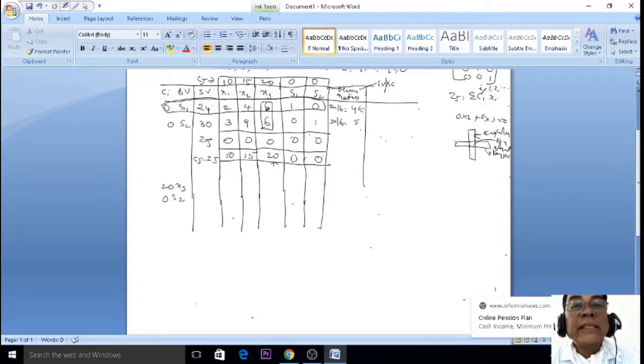24 divided by 6, 4. 2 divided by 6, 1 by 3. 4 divided by 6, 2 by 3. 6 divided by 6, 1. 1 divided by 6, 1 by 6, 0. So take this 6 and divide all the elements: 24 divided by 6, 2 divided by 6, 4 divided by 6, like this. 1 divided by 6, 0 divided by 6.